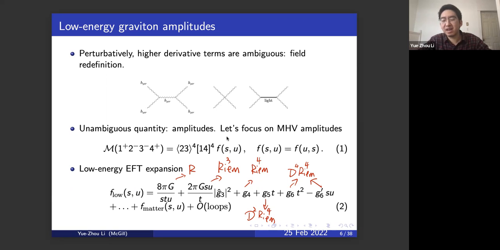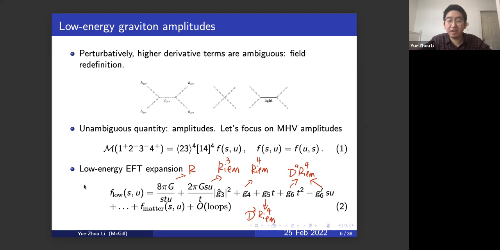In this presentation, let's just focus on the MHV amplitude, that is the maximal helicity violating amplitude. But in our paper, we can actually extend beyond the MHV amplitude. MHV means that we have 2 plus helicity and 2 minus helicity. So we consider this sort of amplitude, of course with the crossing. For this amplitude, we can factor out the helicity dependence and focus on the function of the Mandelstam variables, and this is a crossing condition.